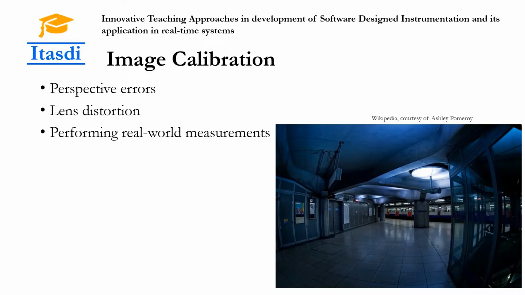So why do we perform image calibration? Well, in order to find the relationship between pixel coordinates in an image and the real-world coordinates. That is the only way to perform measurements and obtain results in real-world units.